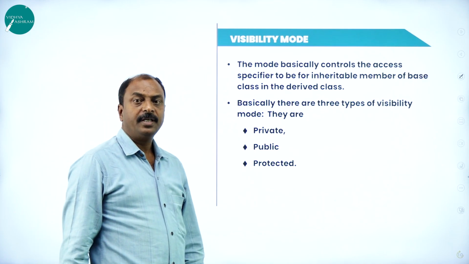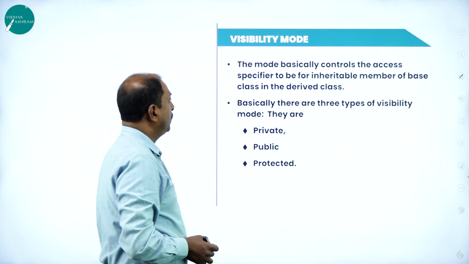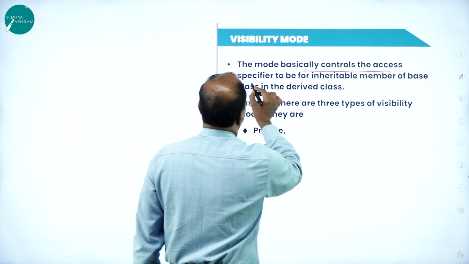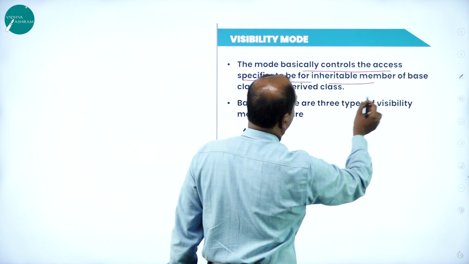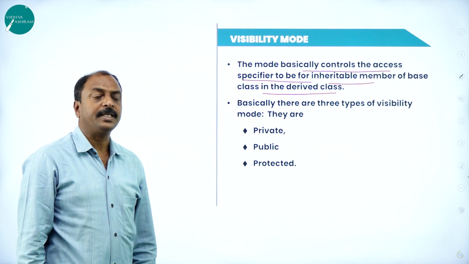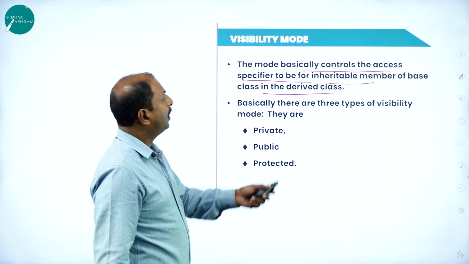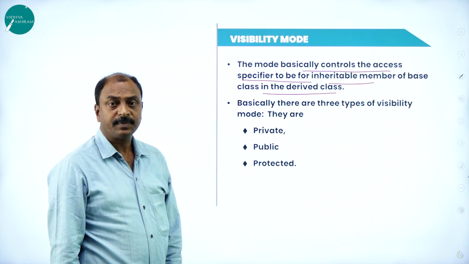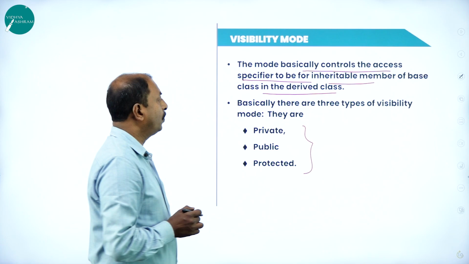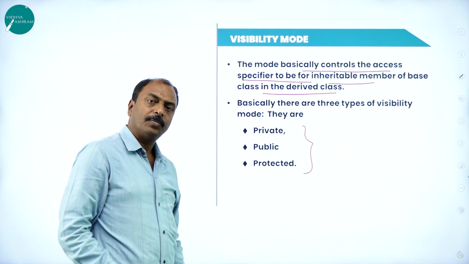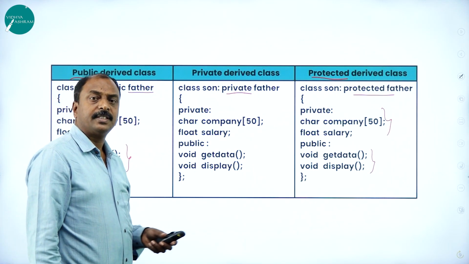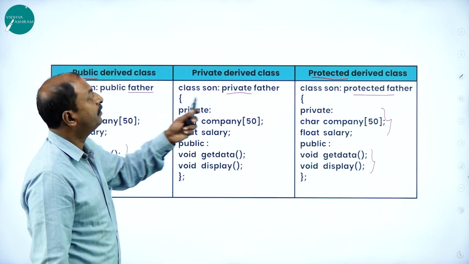In the next slide, we will see the definition of visibility mode. So what is the visibility mode? It controls the access specifier for the inheritable members of the base class in the derived class. So this is what visibility mode is. It is a sort of protection or access control of the base class members to the derived classes. Basically there are three types of visibility mode: private, public, and protected. In the previous slide, we have seen how to define derived classes with three different visibility modes.